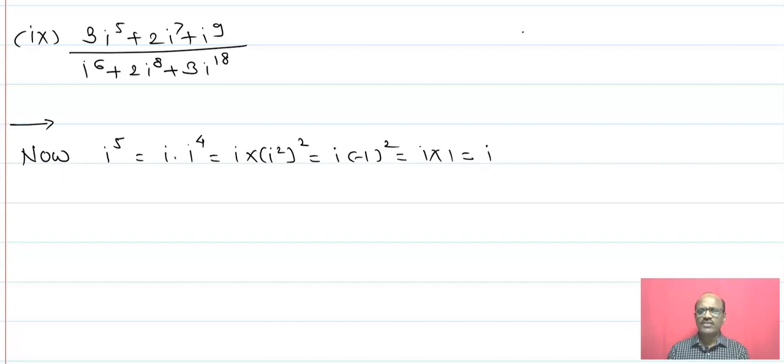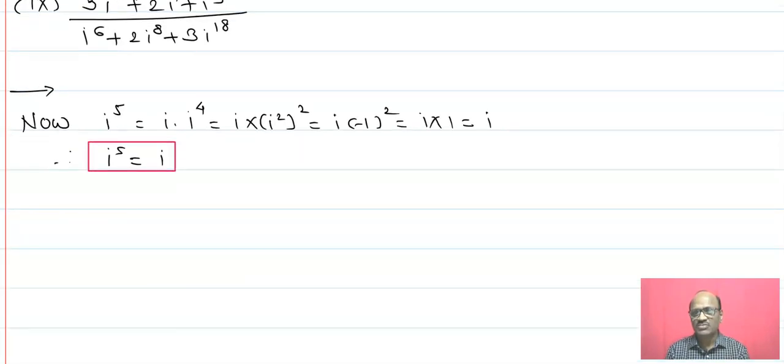Now what is i raised to 5? i raised to 5 can be written as i into i raised to 4. But what is i raised to 4? It is (i square) whole square. i square means minus 1, bracket square. And again you are getting 1 into i, that is i. The value of i raised to 5 is i.